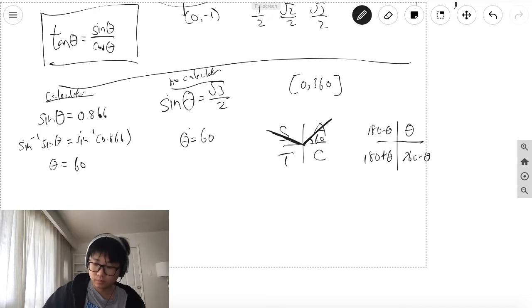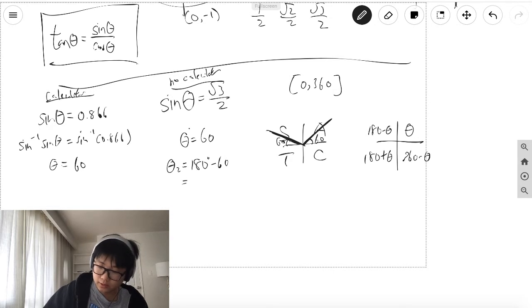So S, again, this is 60. I know this one over here is going to be negative root 3 over 2. I don't really care for it, I'm only caring for the positive. So to get the other one, theta 2 would equal 180 degrees minus 60, because it's almost like I go a whole 180 degrees and then I backtrack 60. So that's going to be 120 degrees. There we go.